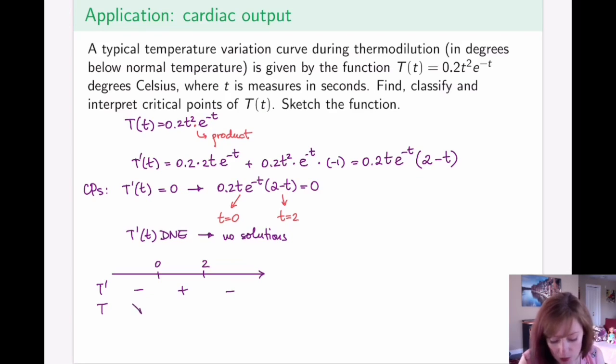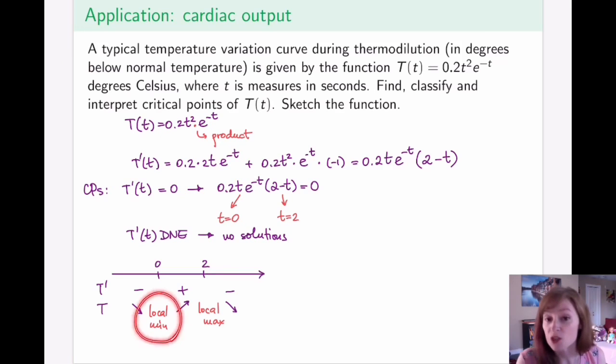And thinking in terms of the function, that means that the function was first decreasing and then increasing and then decreasing again, producing a local minimum at 0 and a local maximum at 2. Okay? So this is the situation for the local extrema, which is what the first derivative analysis will give us.